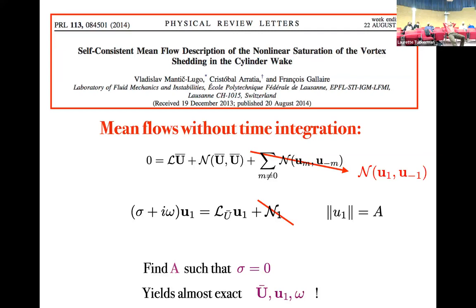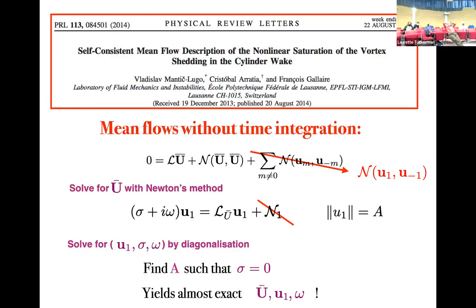But here, this is not. This is replacing this by only the first contribution. So this system is closed. This is a system in U bar and U1. Now, the big thing that I did there is they solved for U bar with Newton's method, and then they solved a diagonalization for this system, and they had so much trouble.